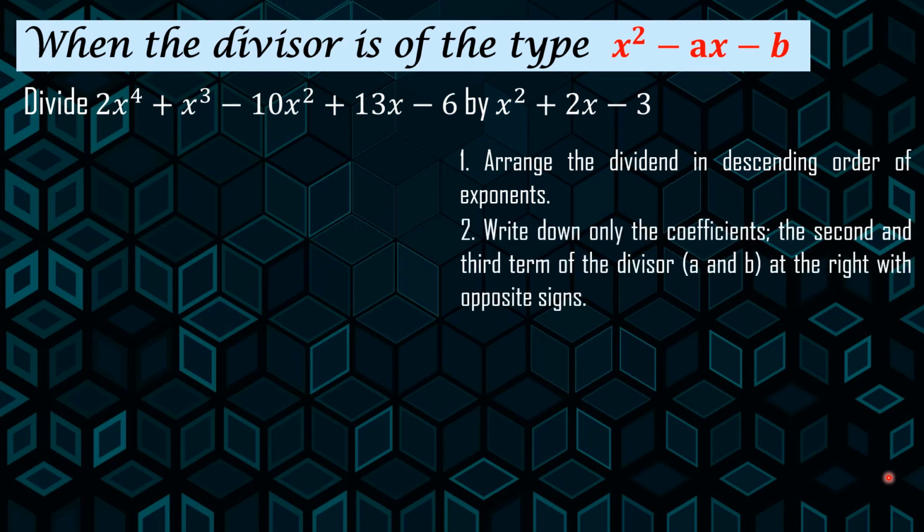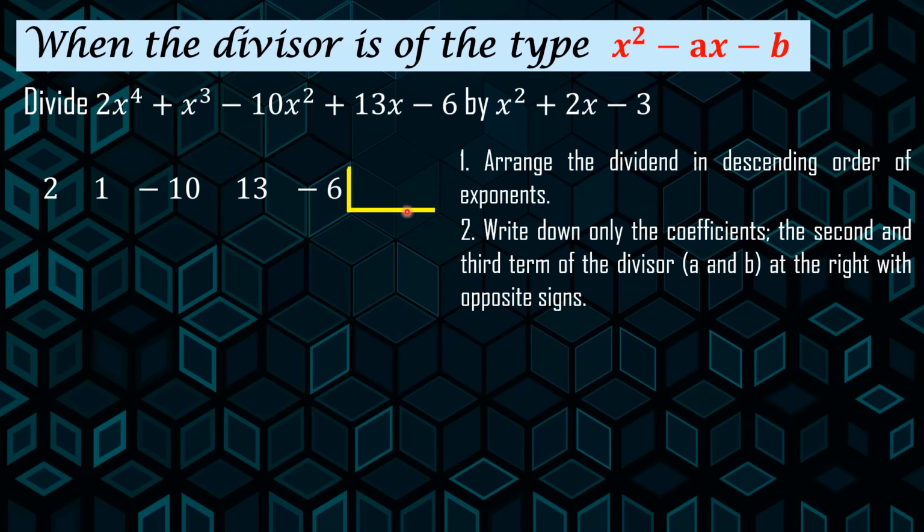The second step is to write down only the coefficients of the dividend, and the second and third terms of the divisor, a and b, at the right with opposite signs. Okay, so let us now write the coefficients. 2, 1. Paano naging 1? Kapag ang variable po ay walang katabing number sa left side niya, ibig sabihin that is 1. So, 2, 1, negative 10, 13, and negative 6.